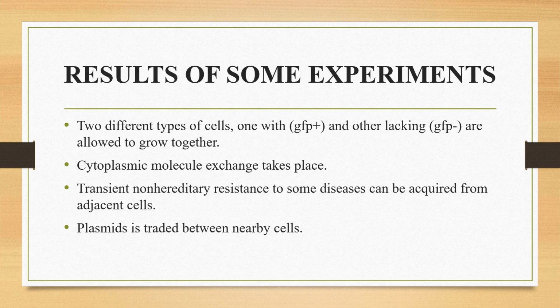So now let's discuss some results from various experiments. We anticipated that when two strains, each harboring a different antibiotic resistance gene, are grown together, the exchange of cytoplasmic molecules through the tubes could yield a population of cells temporarily resisting both antibiotics in a non-hereditary fashion. That means cytoplasmic molecular exchange takes place and plasmids are also traded between the adjacent cells.